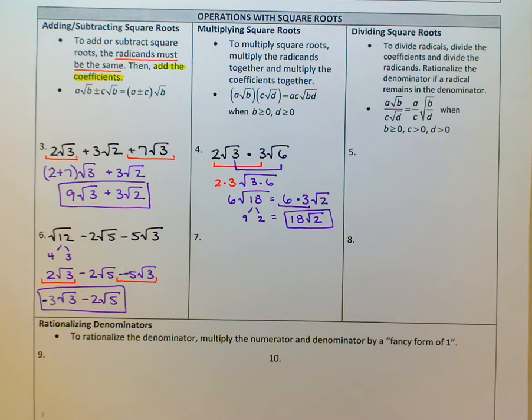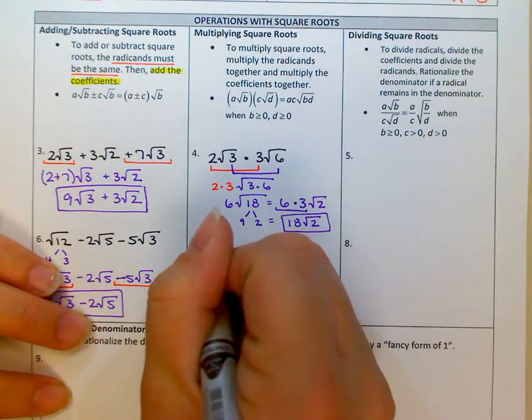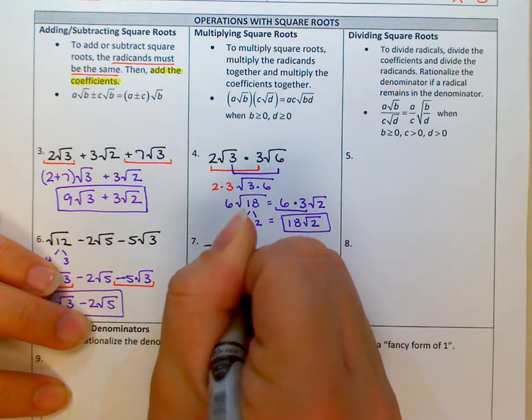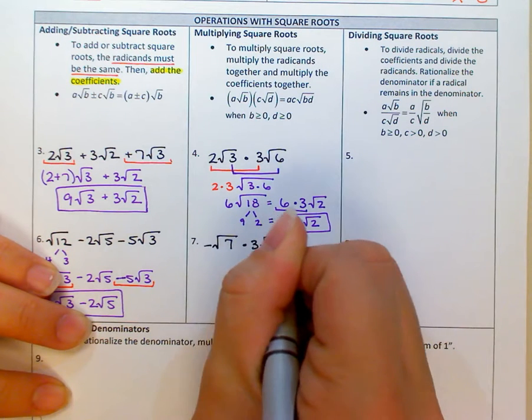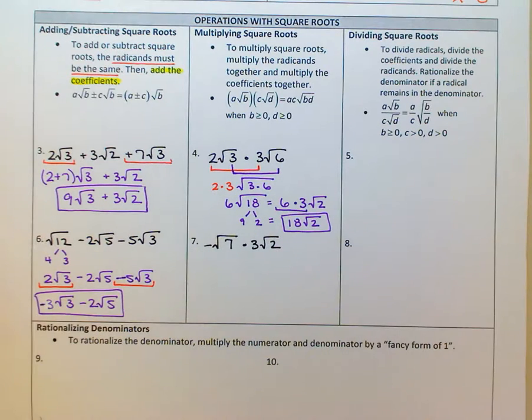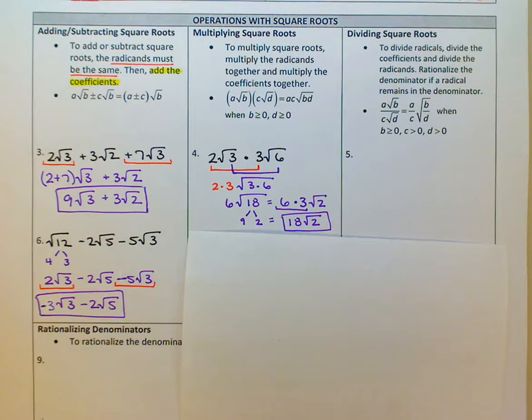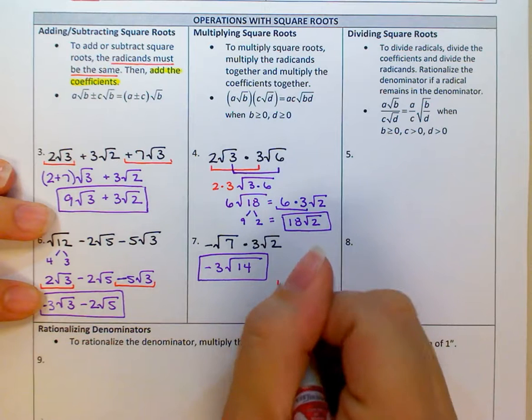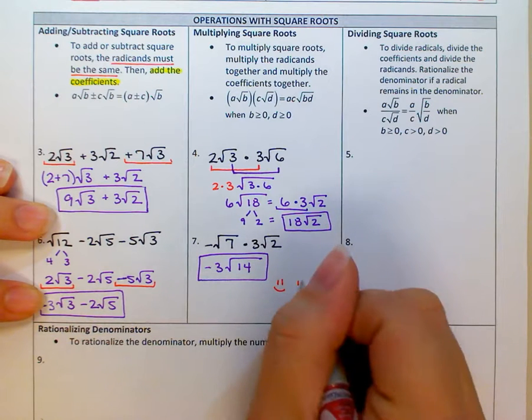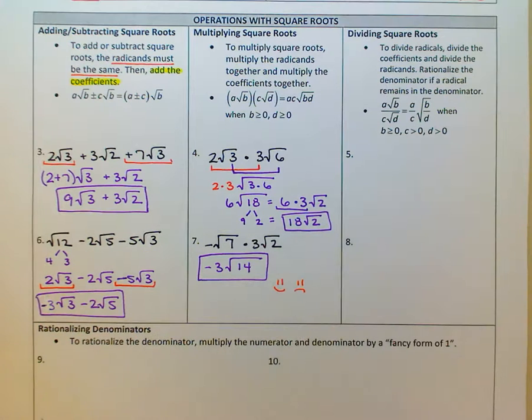Okay? So number 7, negative square root of 7 times 3 square root of 2. I want you to try this one. Pause the video, and when you're ready, turn it back on. All right, hopefully you're ready. So the answer to number 7 is negative 3 square root of 14. Again, if you got this one right, give me a little smiley face. If you got it wrong, give me a little frowny face. Not because I'm upset with you, but just so you know this is something I've got to work on.